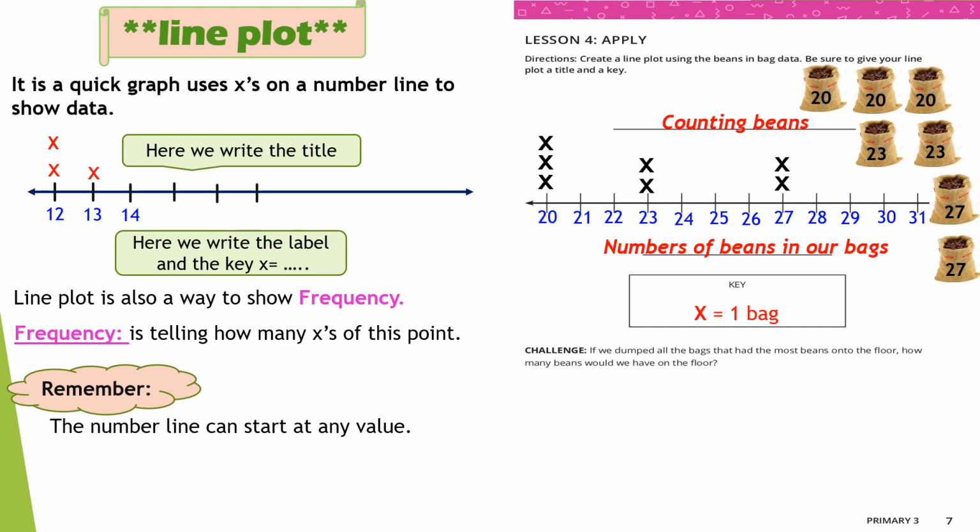Here we will find a challenge. If we dumped all the bags that had the most beans on the floor, how many beans would we have on the floor? If we emptied the most beans bags, we drop all the beans on the floor. All the bags? No, the most beans bags. The most, the greatest, or the highest value. What? 27. We have 2 bags containing 27. So we will drop these 2 bags on the floor, and we will count all the beans. 27 plus 27 equals 54 beans.